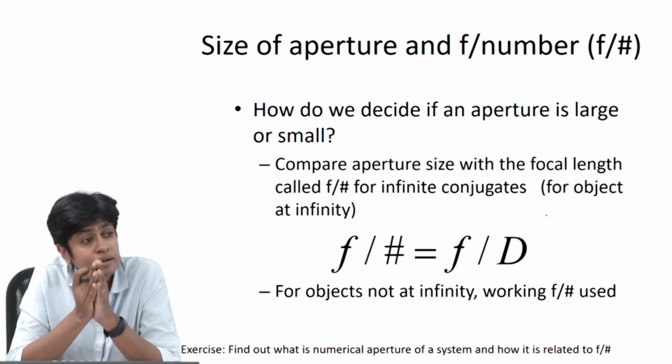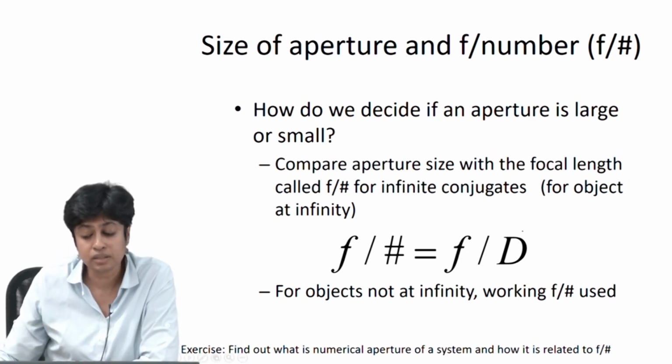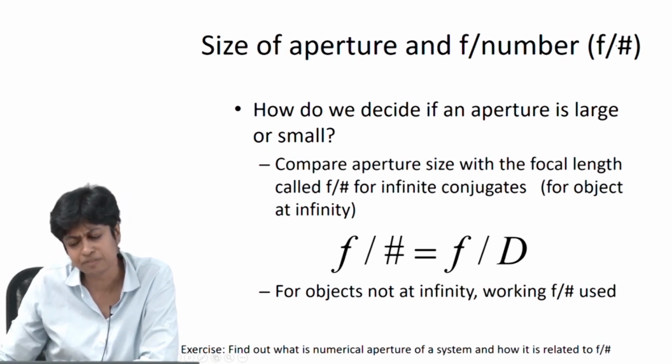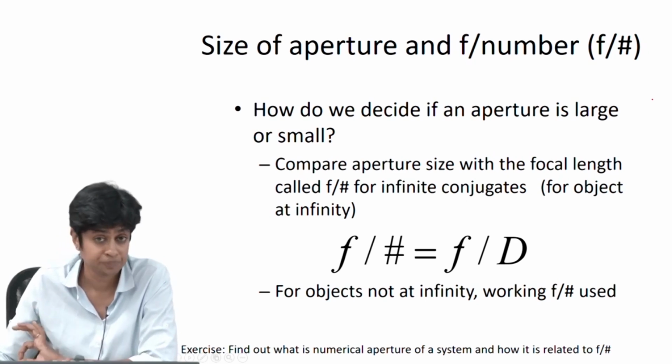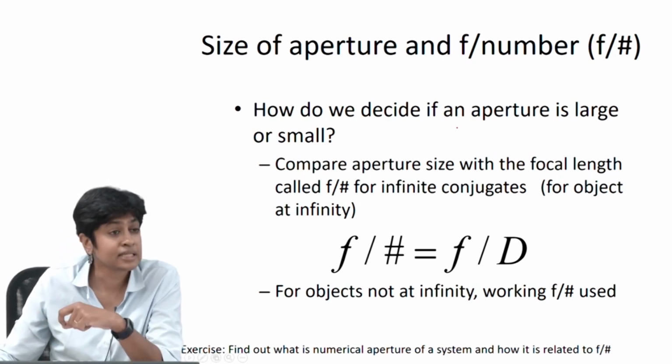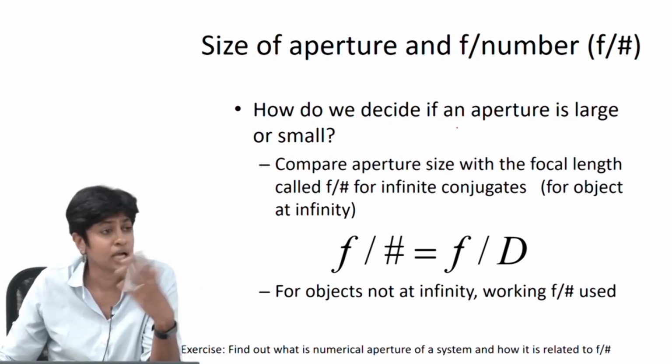We now can define a parameter called the f number. It's written as f number like this, or sometimes f slash hash, sometimes f subscript hash. Basically it is a way of telling us, is this aperture large or small?